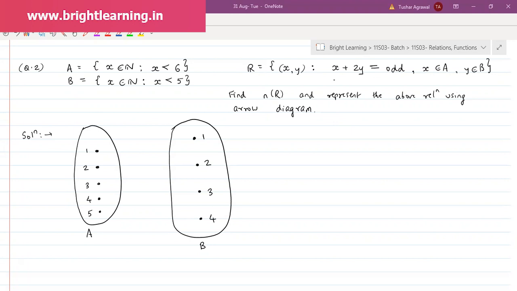The method here is not to write all the elements one by one and then count to find the cardinality. That is not the correct approach.